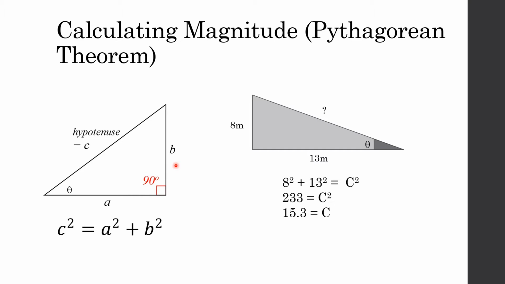Now, if we come over here and we look at this example right triangle, this is implying that we already have our opposite or our y component and our adjacent or our x component, but we don't have the hypotenuse, which would be the magnitude of the entire vector. So that's where we're going to be using Pythagorean's theorem. We're going to use Pythagorean's theorem in order to solve for the hypotenuse, which is the magnitude of the vector.